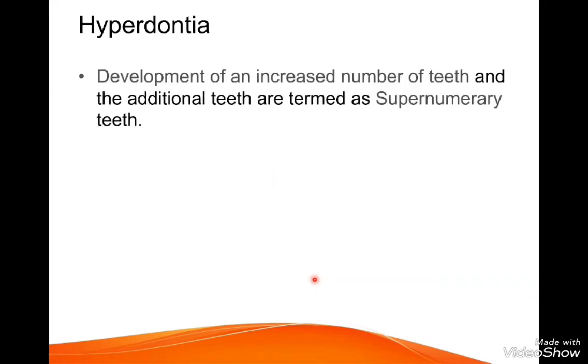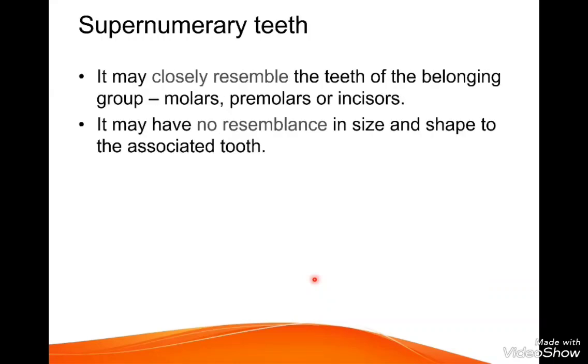Coming to hyperdontia, it refers to the development of an increased number of teeth, and the additional teeth are termed supernumerary teeth. Supernumerary teeth resemble the normal teeth like molars, premolars, and the incisors.